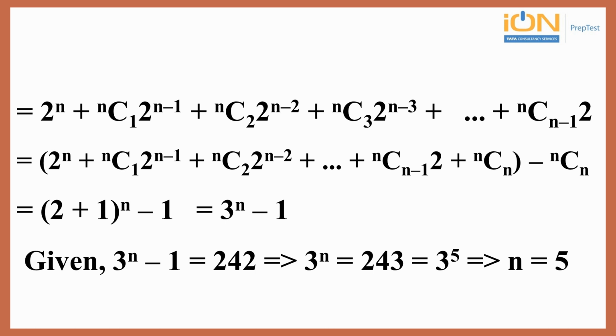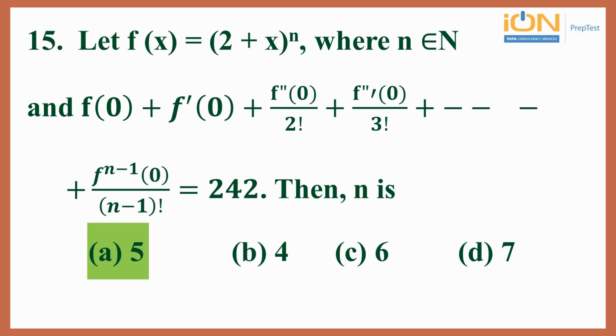Now, it is the binomial expansion of 2 plus 1 power n barring the last term, that is nCn into 2 power 0. So, that would be 1. So, 2 plus 1 power n minus that missing term, that is 1. Therefore, the answer is 3 power n minus 1. Now that is the expansion of what we have, but 3 power n minus 1 is given to be 242. So that gives us the value of n to be equal to 5. Hence, the option A is the right option.